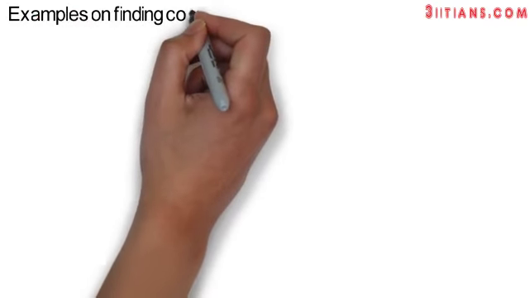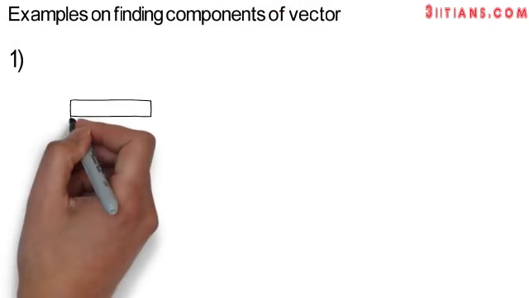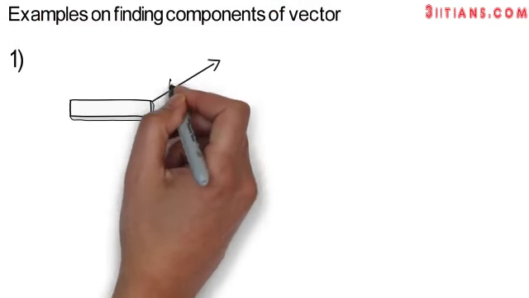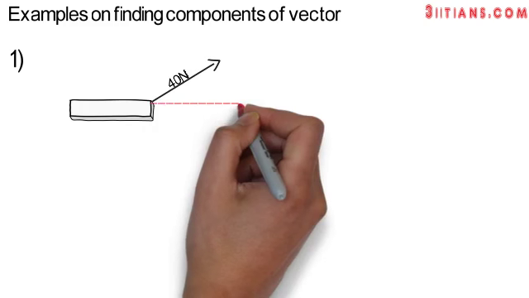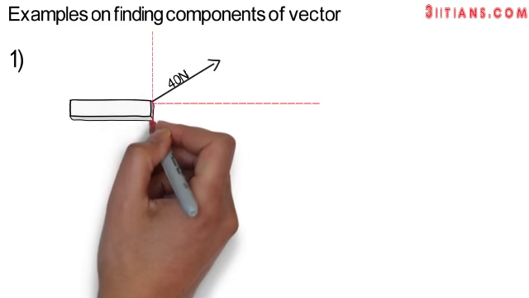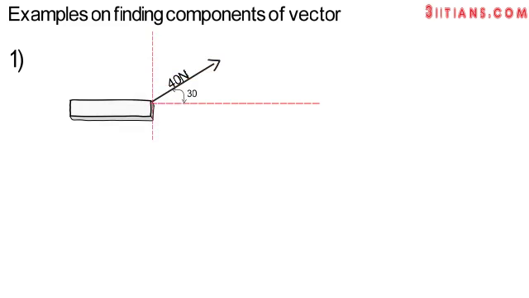Examples on finding components of a vector. First example: let us say there is a block on which a force of 40 Newton is acting, as shown by the arrow. Let us say these are the x and y axis, and the force makes an angle of 30 degrees with the x axis.